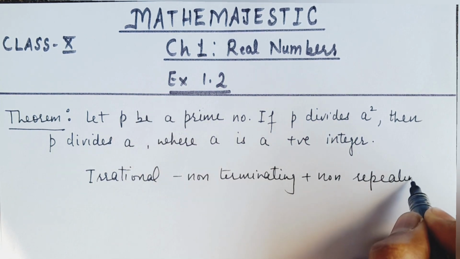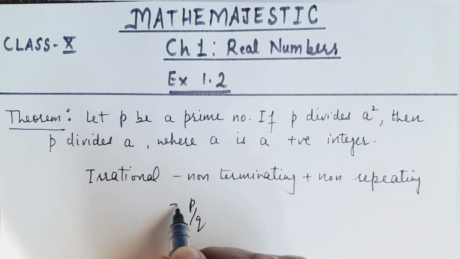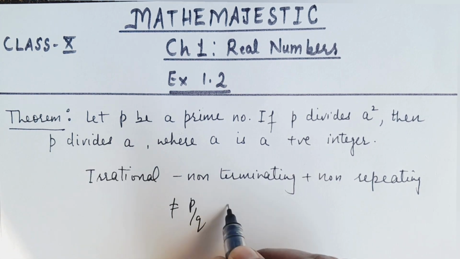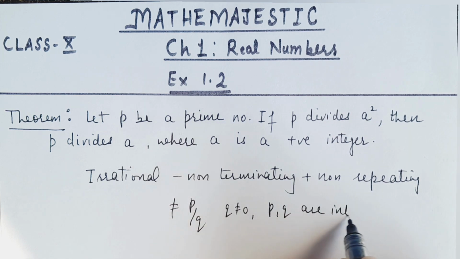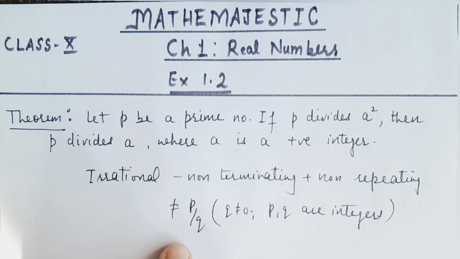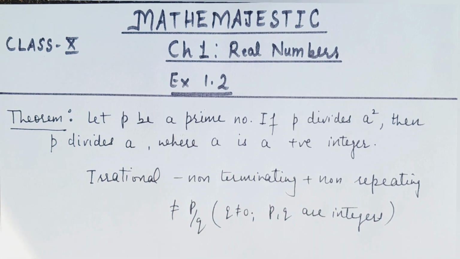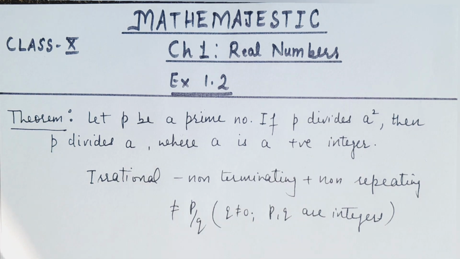Or we can say that if the number cannot be written in the form p by q, where q is non-zero and p and q are integers, then also we call them non-rational or irrational numbers. The well-known examples of irrational numbers which we have done so far are root 2, root 3, root 5, root 15 or pi. These all are irrational numbers.